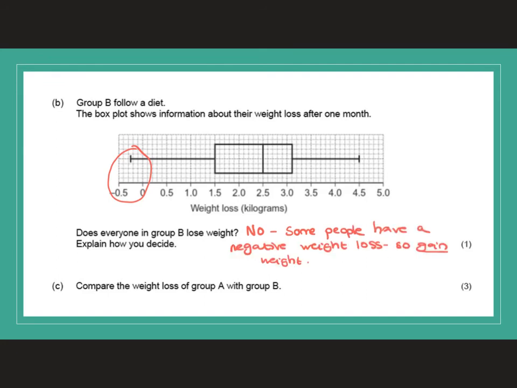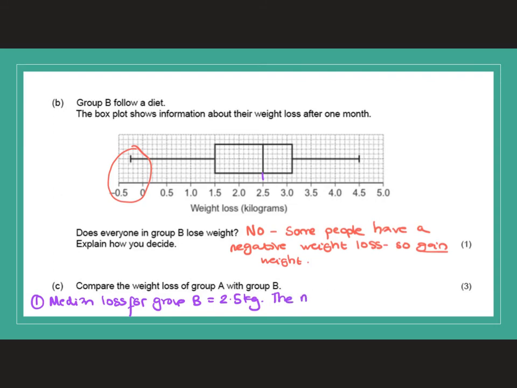Now, part C, compare the weight loss of Group A with Group B. Now, there are very neat ways of doing this, which involve thinking about the sensible things to compare. Let's look at the median. So the median loss for Group B is this value over here, which is 2.5 kilograms.